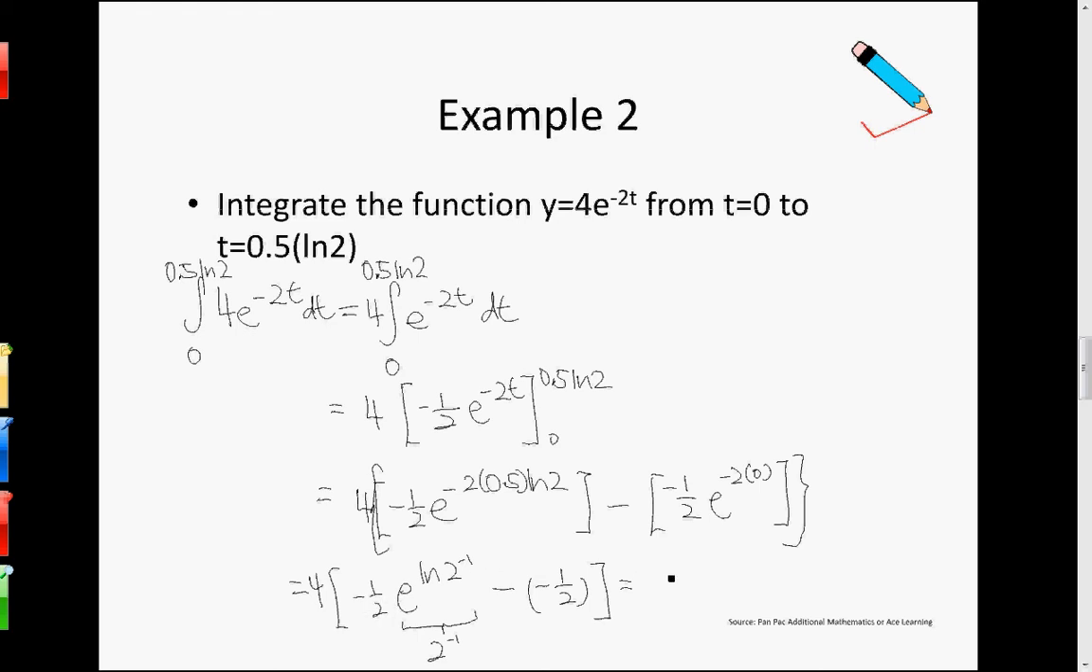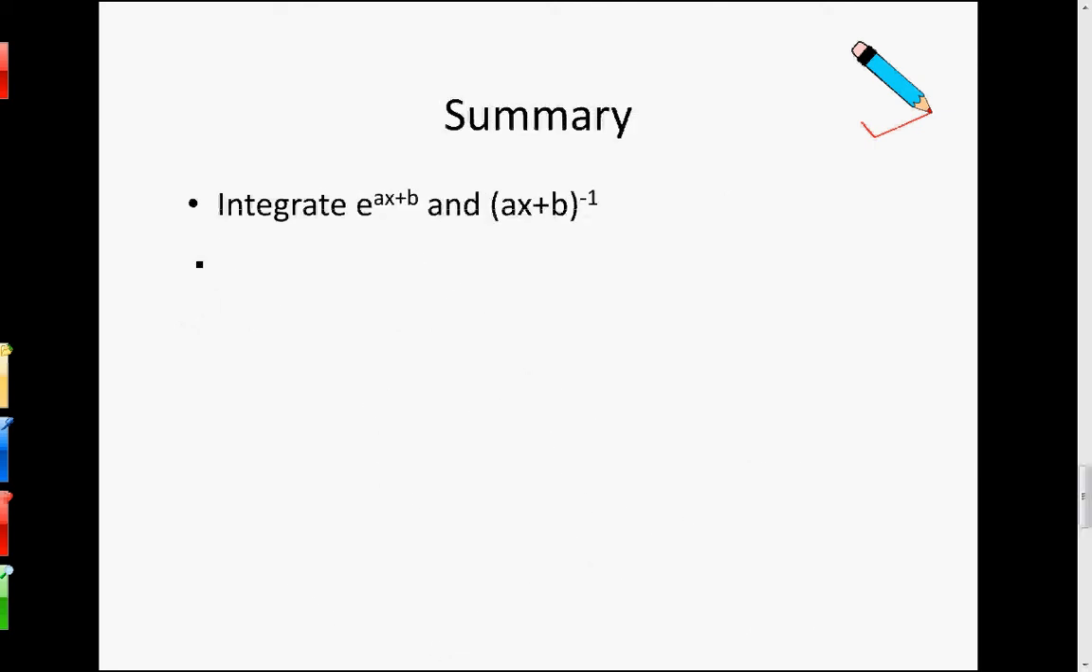And negative half over here, so it's just 4 times half times negative half is negative quarter, minus half is negative half, and then I'll be left with a quarter, right? And then 4 times a quarter is just 1. So with that I've solved this question.